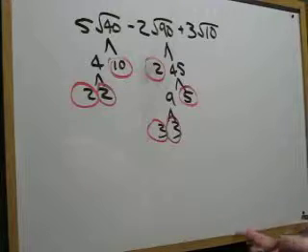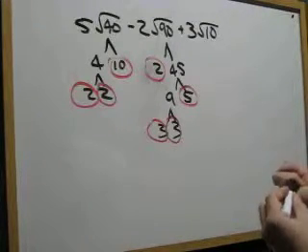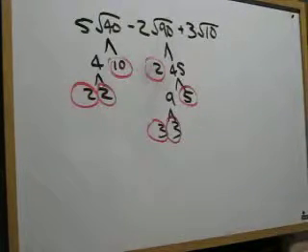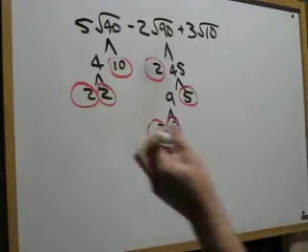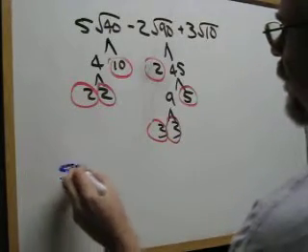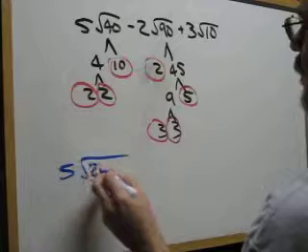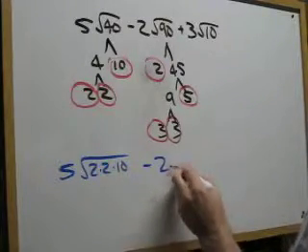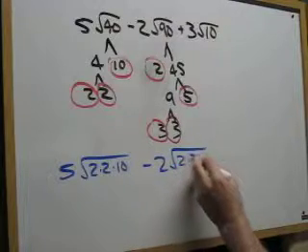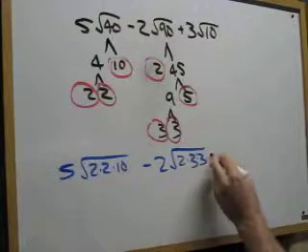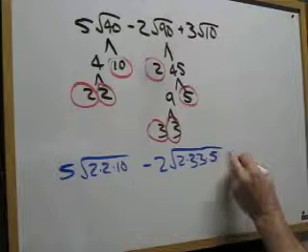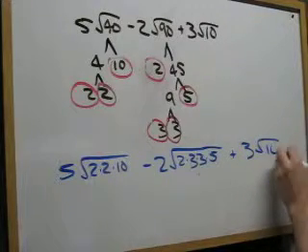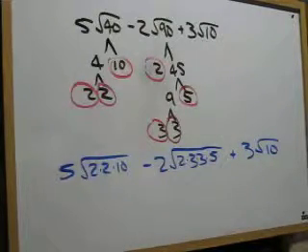Alright, so with that bit of information, let's go ahead and rewrite this. 5 times the square root of 2 times 2 times 10 minus 2 square root of 2 times 3 times 3 times 5. And like I said before, the square root of 10 stays by itself. We don't do anything there.